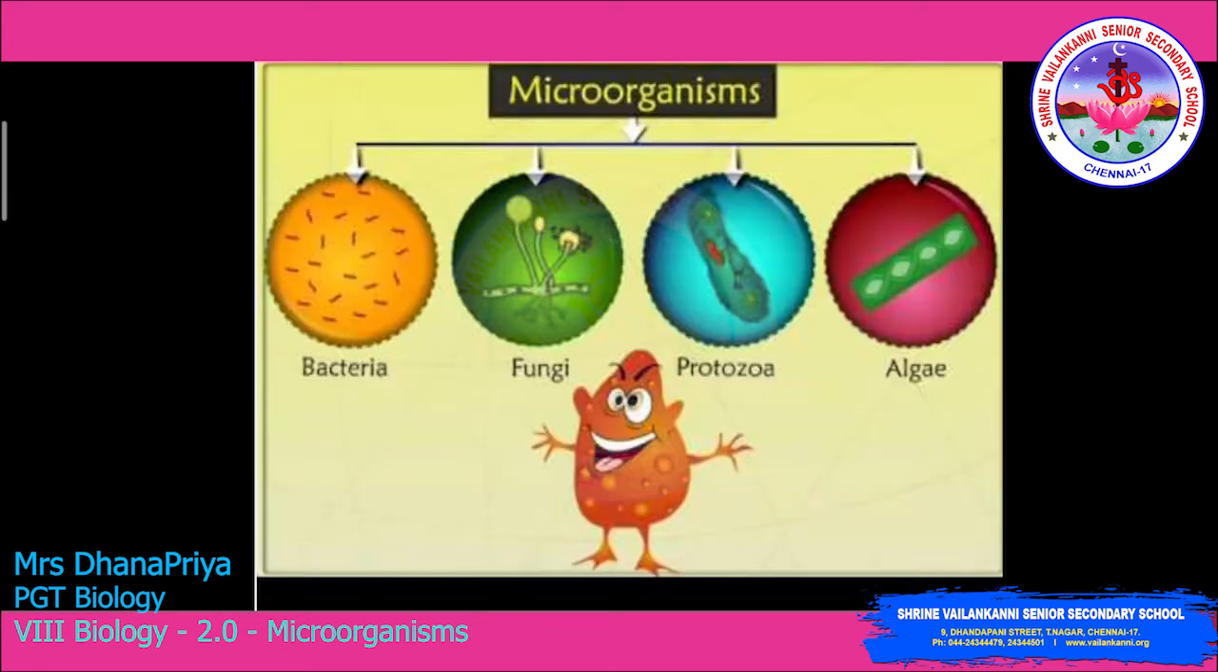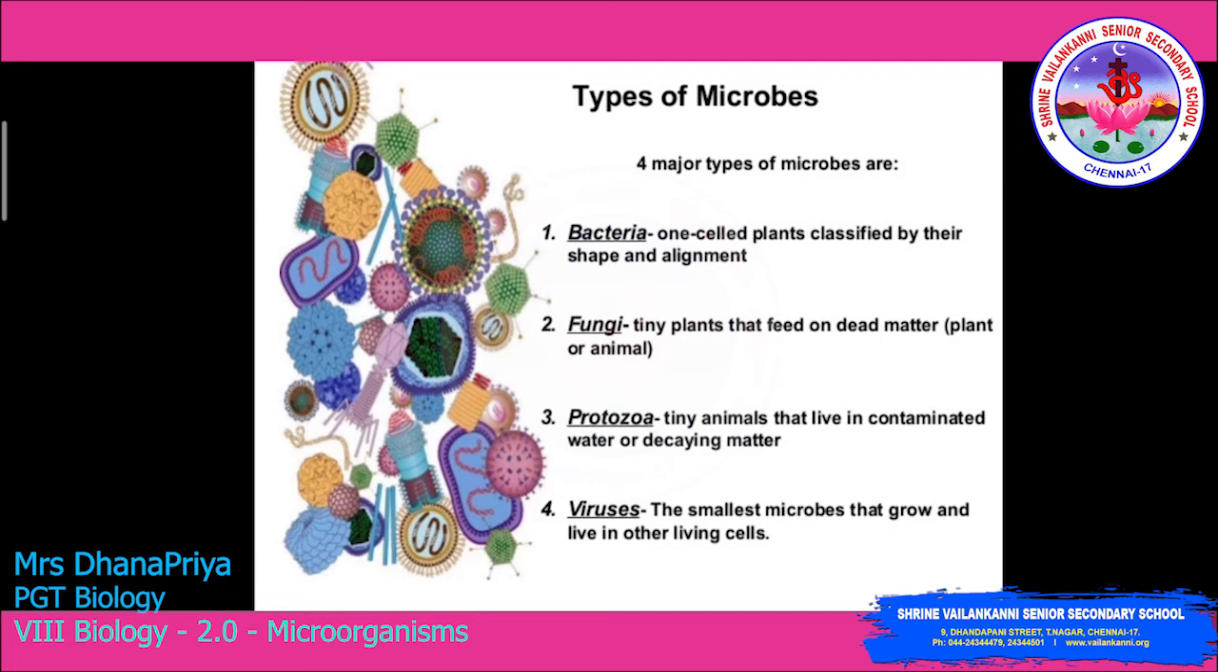So let us discuss the types of microorganisms. Examples are bacteria, fungi, protozoa, algae. These are the types of microorganisms which we are going to discuss in this chapter. Types of microbes. First we see bacteria. It is a one-celled organism classified by its shape and alignment. Fungi are tiny plants that feed on dead matter. Protozoa are tiny animals that live in contaminated water or decaying matter. Virus is the smallest microbe that grows and lives in other living cells.